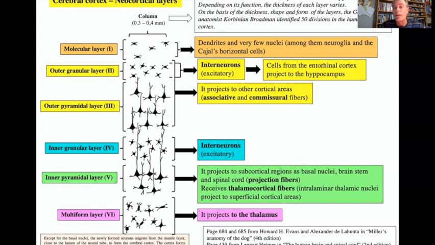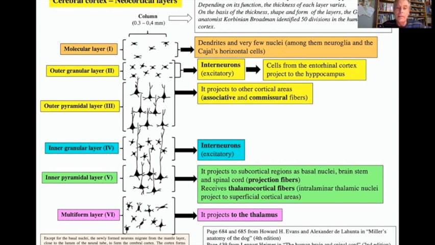okay? And you remember that the oldest layer is the deepest layer. In this case, it is the multiform layer that projects to the thalamus. And the newest is the molecular layer, right? In between them, we have other layers. That is, the outer granular layer is formed mainly by interneurons, excitatory interneurons, okay? And this layer is particularly interesting in the entorhinal cortex that we will identify later on. This entorhinal cortex projects to the hippocampus.